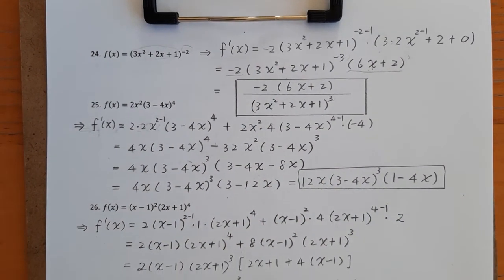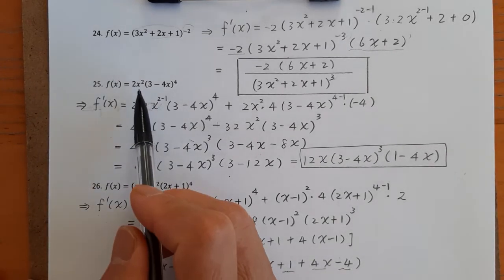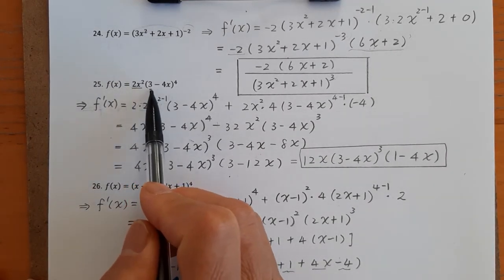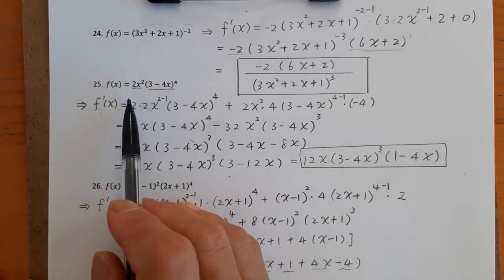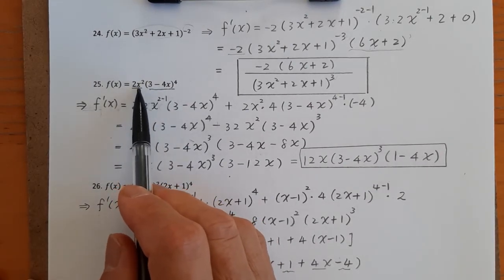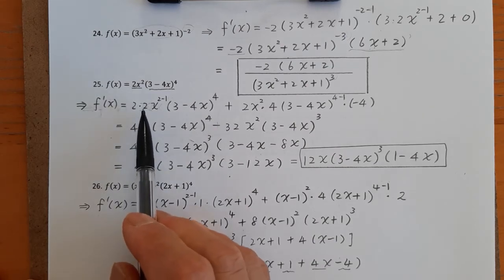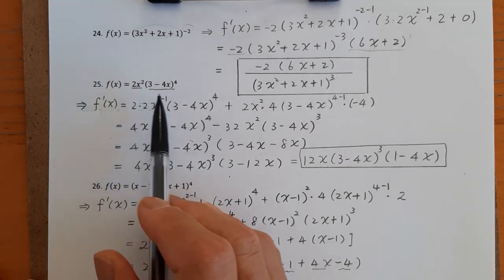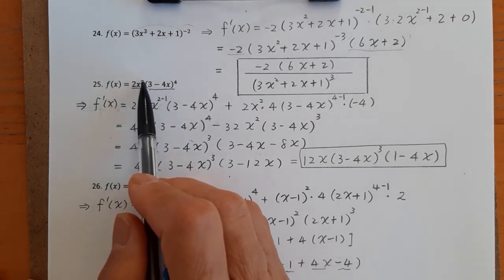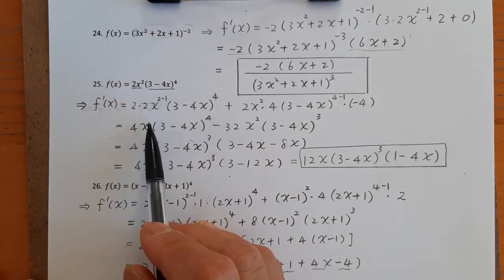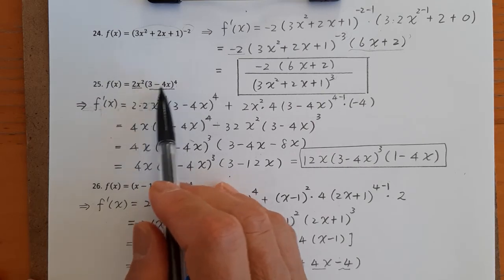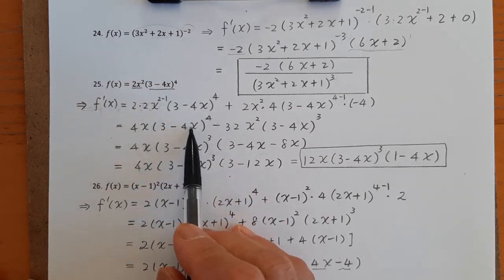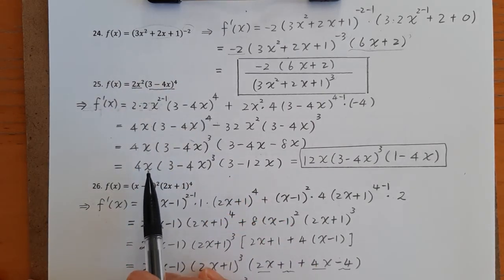And question 25, this is a product. Use the product rule, with a first function and a second function. Take the derivative. First function, 2x squared, the derivative is 2 times 2, it's 4, 2 minus 1, so x to the power 1. Times the second one, do not take the derivative, it is still 3 minus 4x to the power 4.